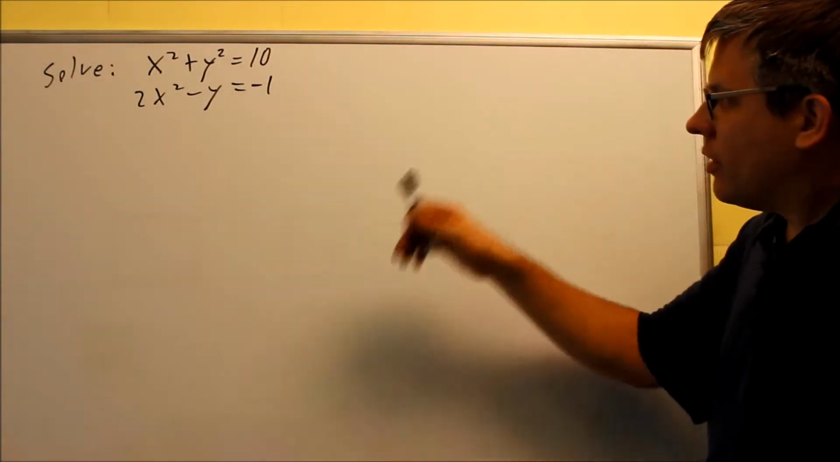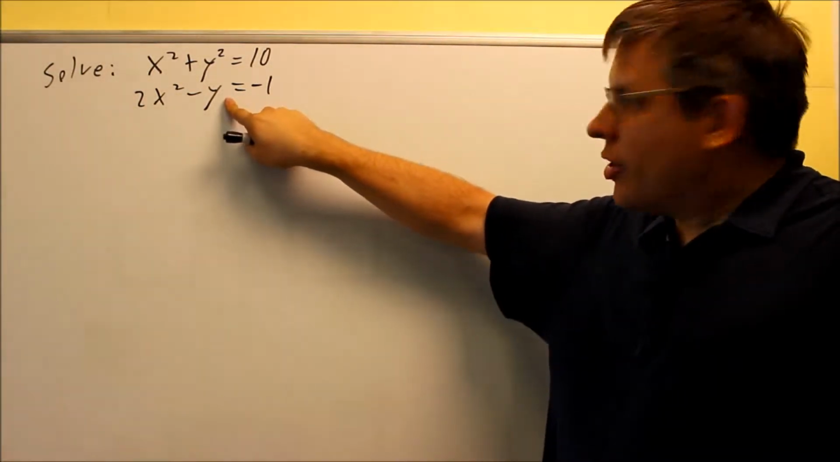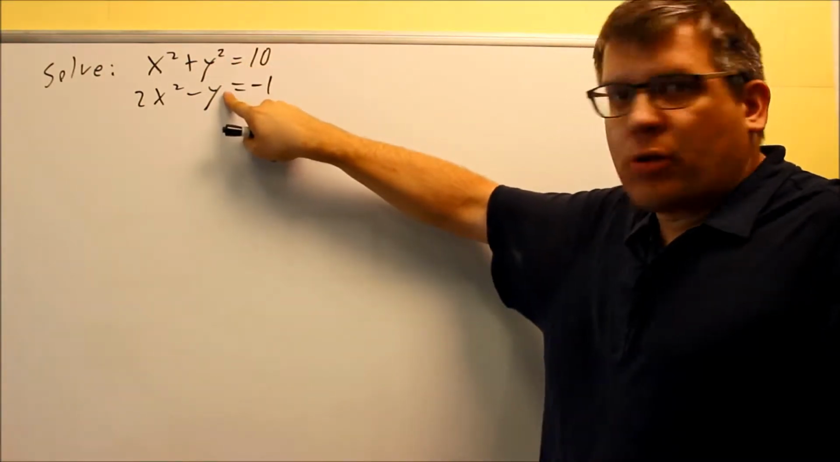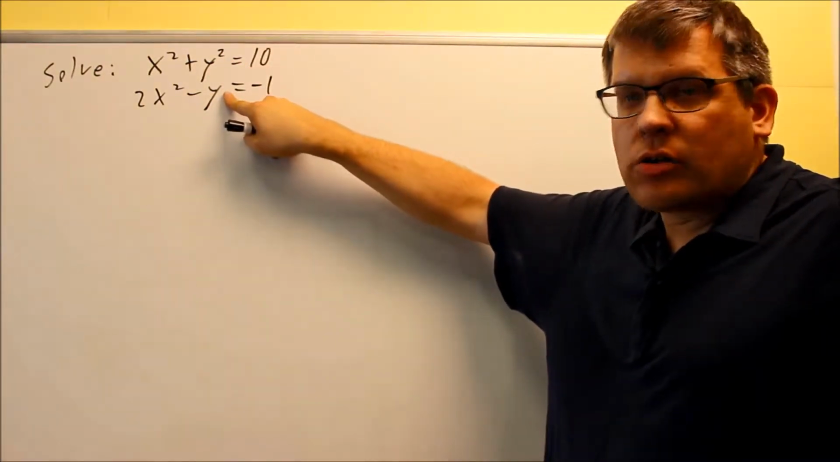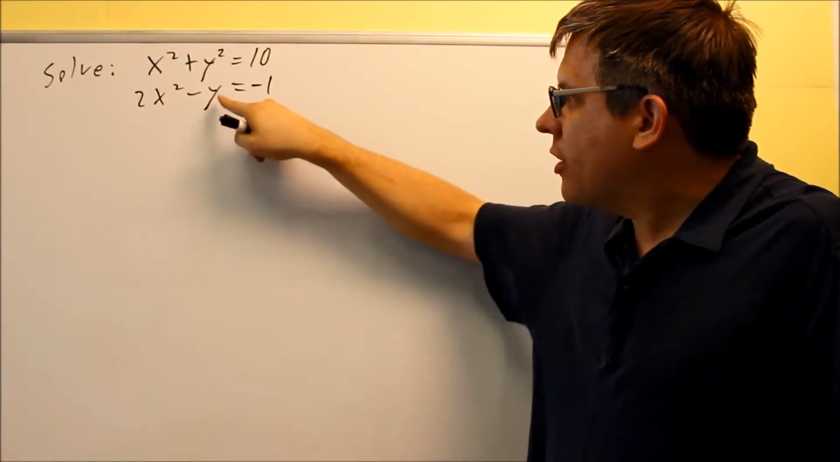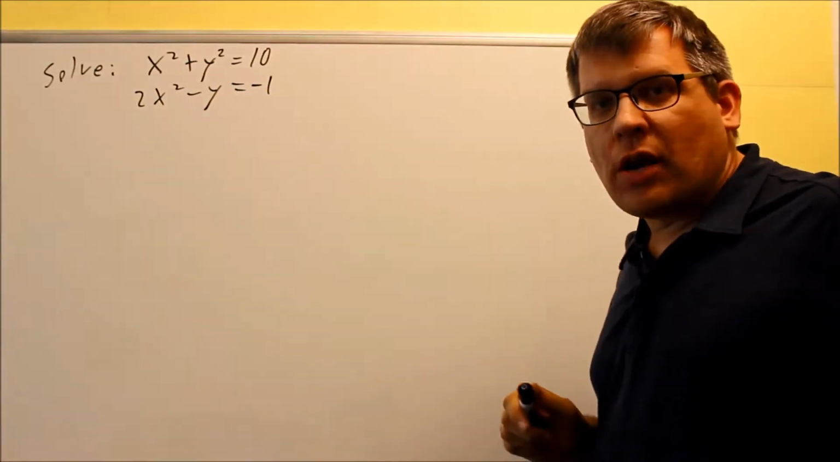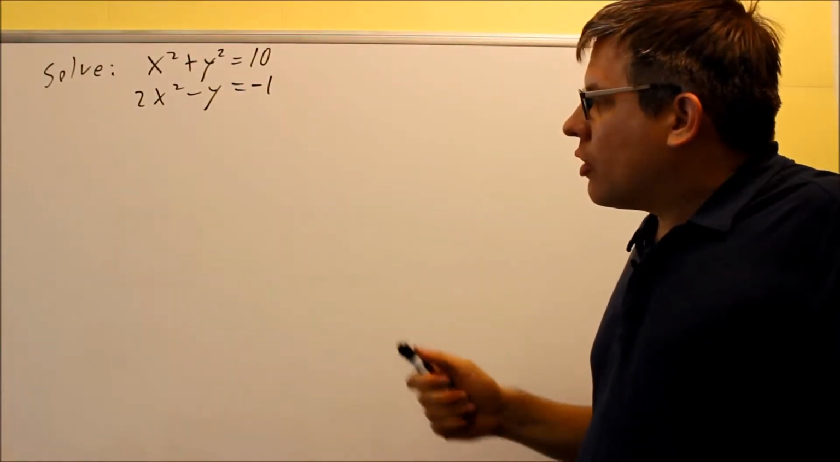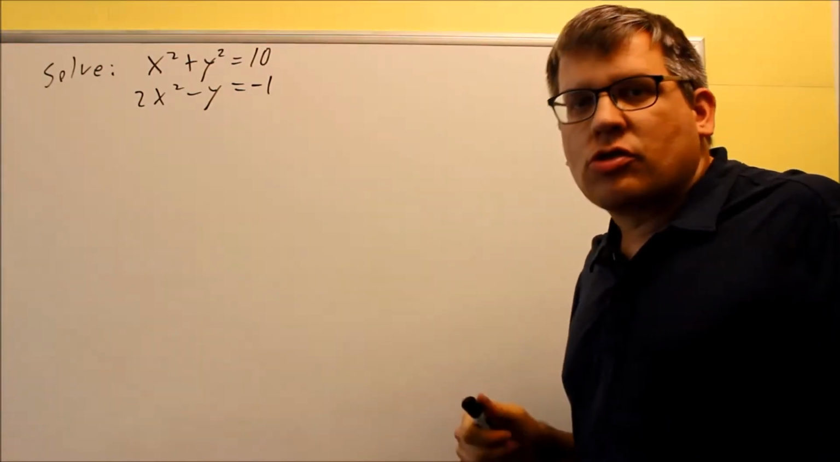Okay, for this one, this is not a typo here. We have a y squared here, but this one purposely is given without a power. So that is correct. You have 2x squared minus y to the first power. So the question is, well, do I want to solve this one by substitution or elimination?